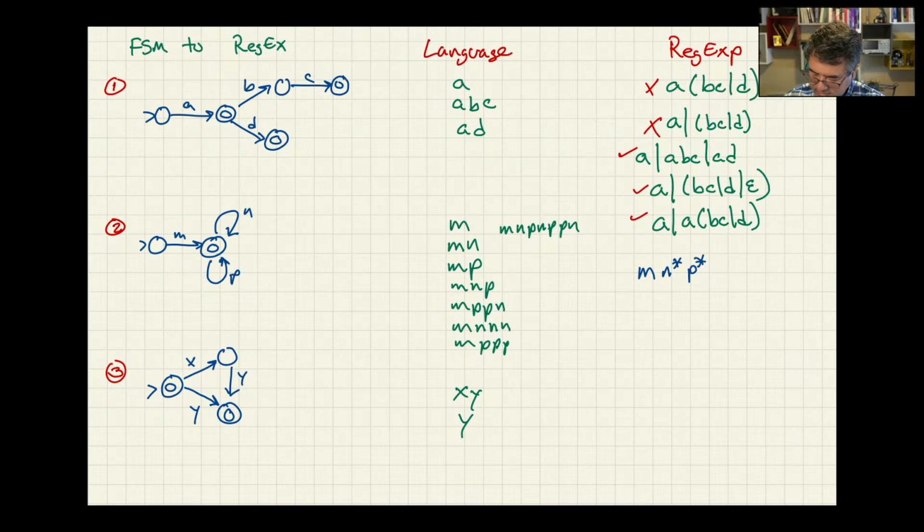So the N and the P should be ORed together? Yeah. There we go. I like that one. Actually, not quite. It's closer. This one is m followed by any number of n's or any number of p's, but not mixed up. It's either n's or p's, but not both.